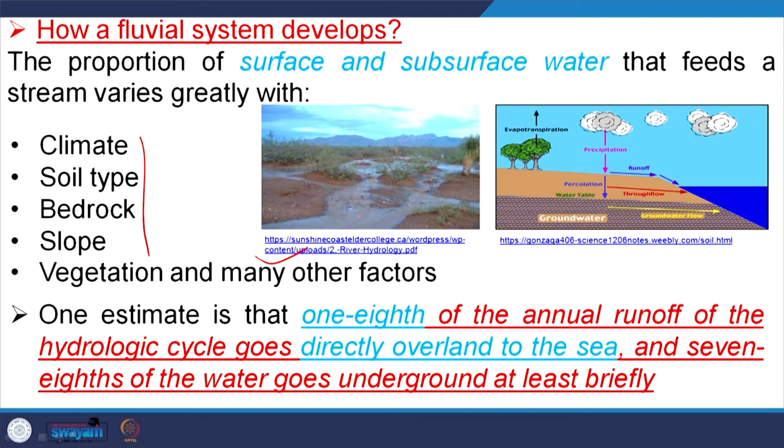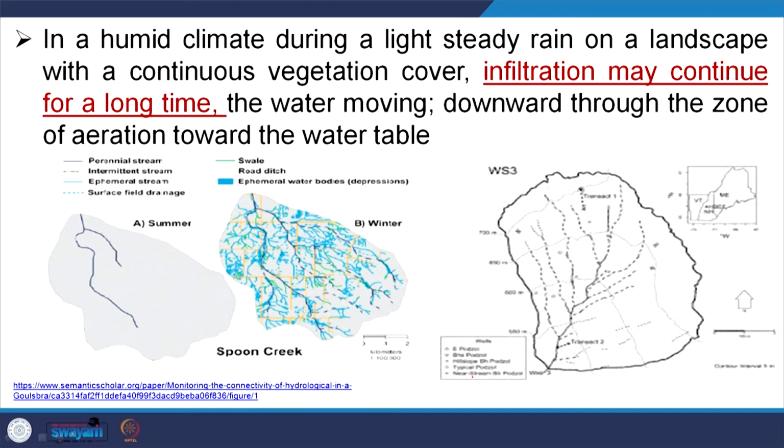One estimate is that 1/8 of the annual runoff of the hydrological cycle goes directly overland to the sea, and 7/8 of this water goes underground, at least briefly. So, 1/8 of a river's water goes to the sea directly as overland flow, and 7/8 goes underground at least briefly. This depends upon the substrate and the climatic conditions. In a humid climate, during a light steady rain or on a landscape with continuous vegetation cover, infiltration may continue for a long time.